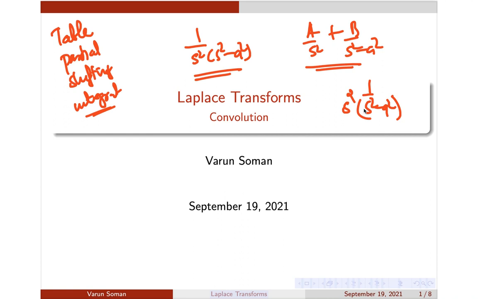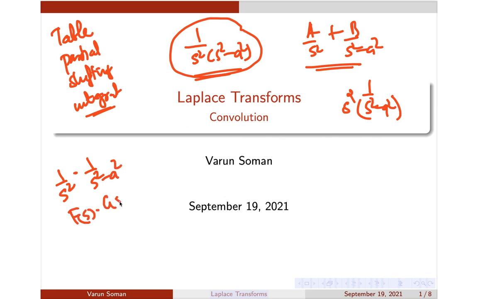We are going to analyze this from another perspective. If you look closely at this function, you can observe that this is actually the product of two transforms: 1 by s square into 1 by s square minus a square, or of the form capital F of s into capital G of s. You know the inverse transform of F of s, which is just t. The inverse transform of 1 by s square minus a square is just sine hat by a. That is the inverse transform of G of s.